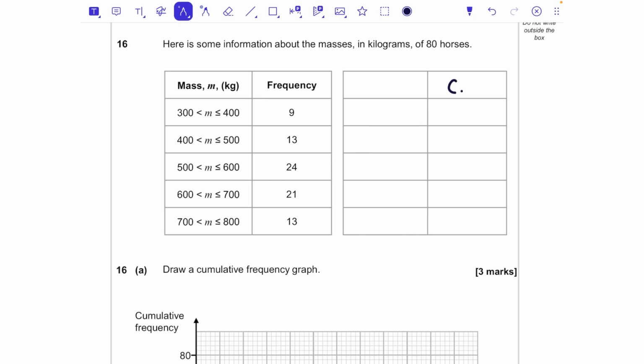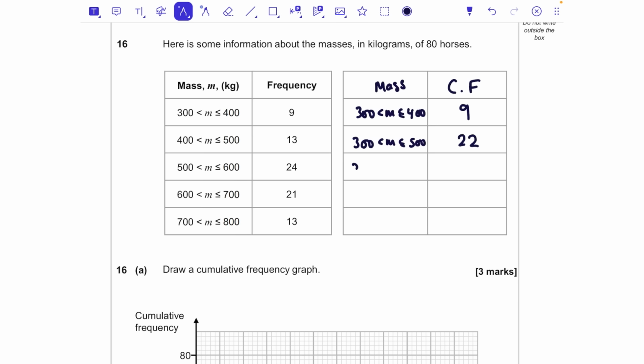If we want cumulative frequency, the categories are going to be slightly different. So instead of it going 300 to 400, that first one is still going to be that. And we know that there were 9 horses in that category. For the next category, it's going to go 300 to 500. So all of that data from 300 up to 500 is now going to be included. So we need to add on that 13, and that is 22.